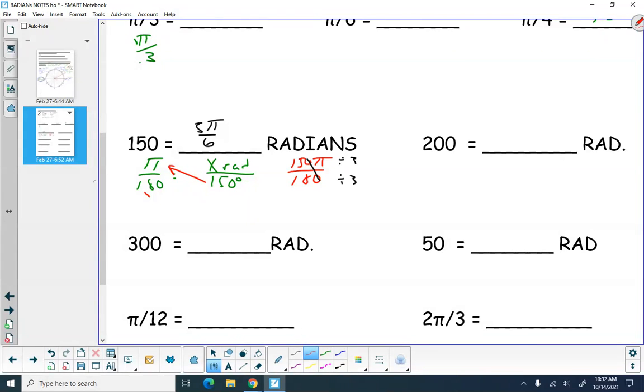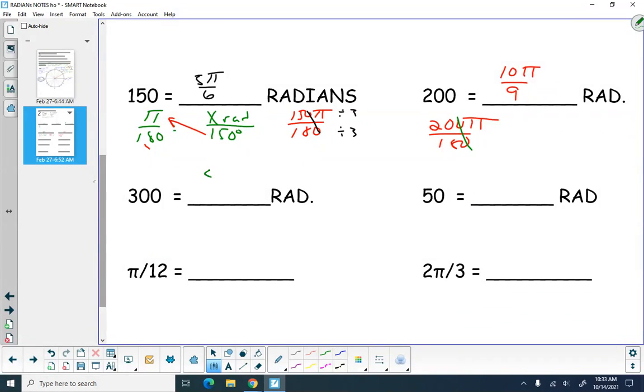Okay, let's go through these. 200 degrees. Marley? 10 pi over 9. Okay, we have 200 pi over 180. The zeros go bye-bye, and we can take two out of top and bottom: 10 pi over 9. 300 degrees. What do we have, Sophia? 5 pi over 3. That is correct.